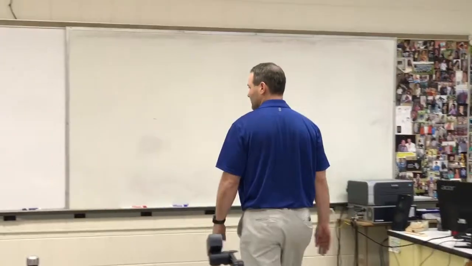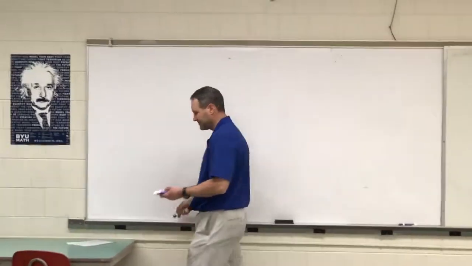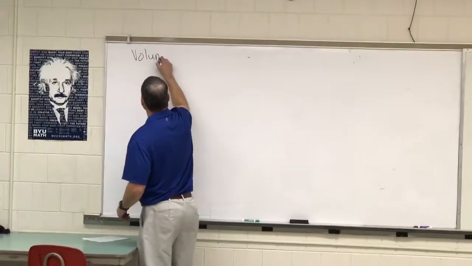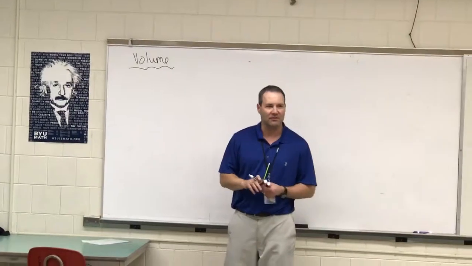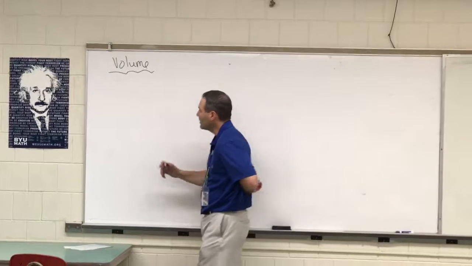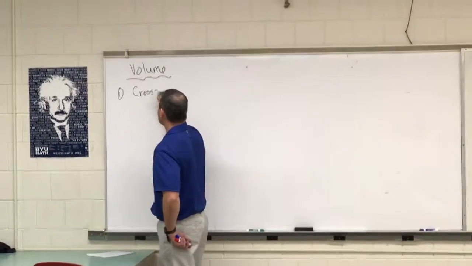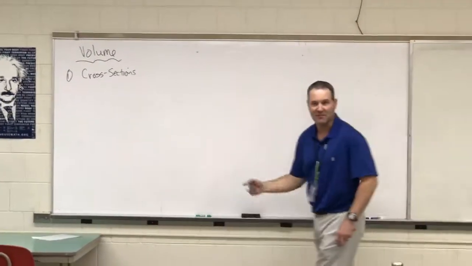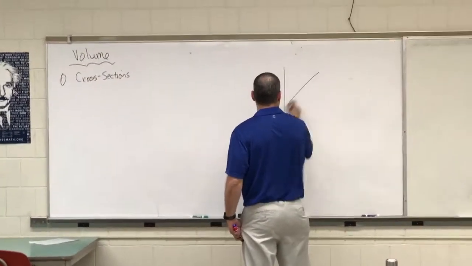Alright, so 7.3, most of the section is all about volume, finding the volume of something. The first type of problems you'll have are like using their cross section. That may not make sense to you right now, but we'll hopefully clarify a little bit with a problem.